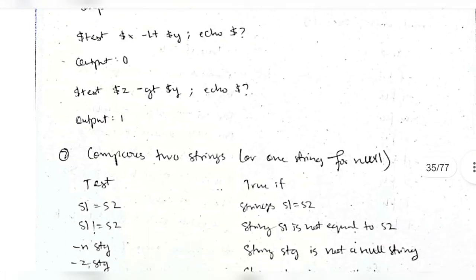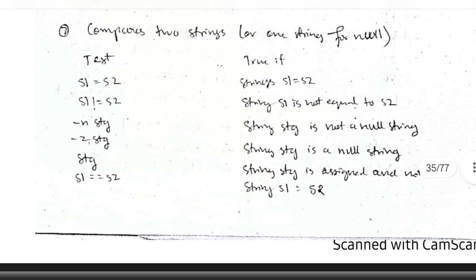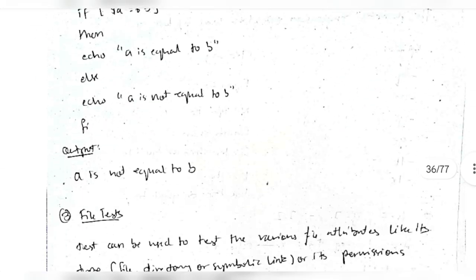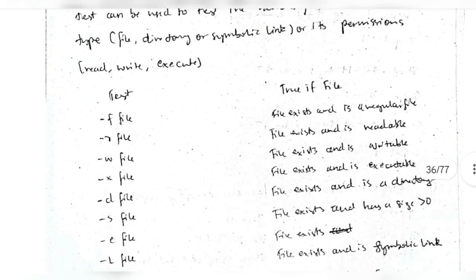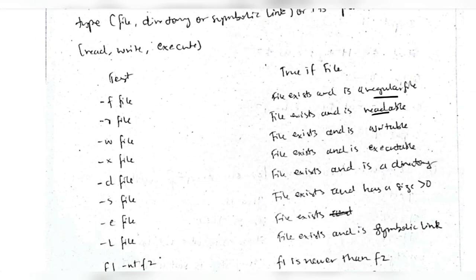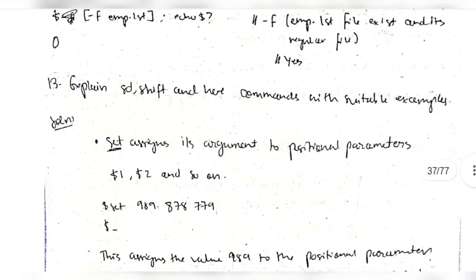And the second one is to check for null, we'll be using these operators, equal to, not equal to. And the file test, it will test if the file exists and it's a regular file, readable, writable, executable, if it's a directory, and so on, by using these options. Those were the three uses of the test command.